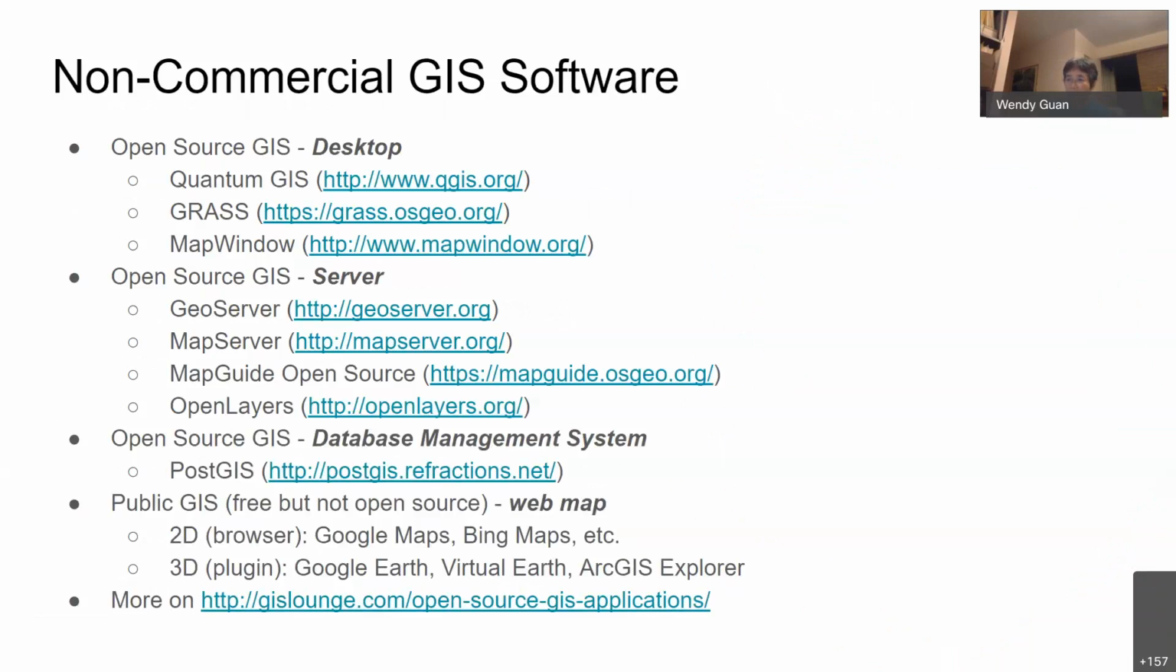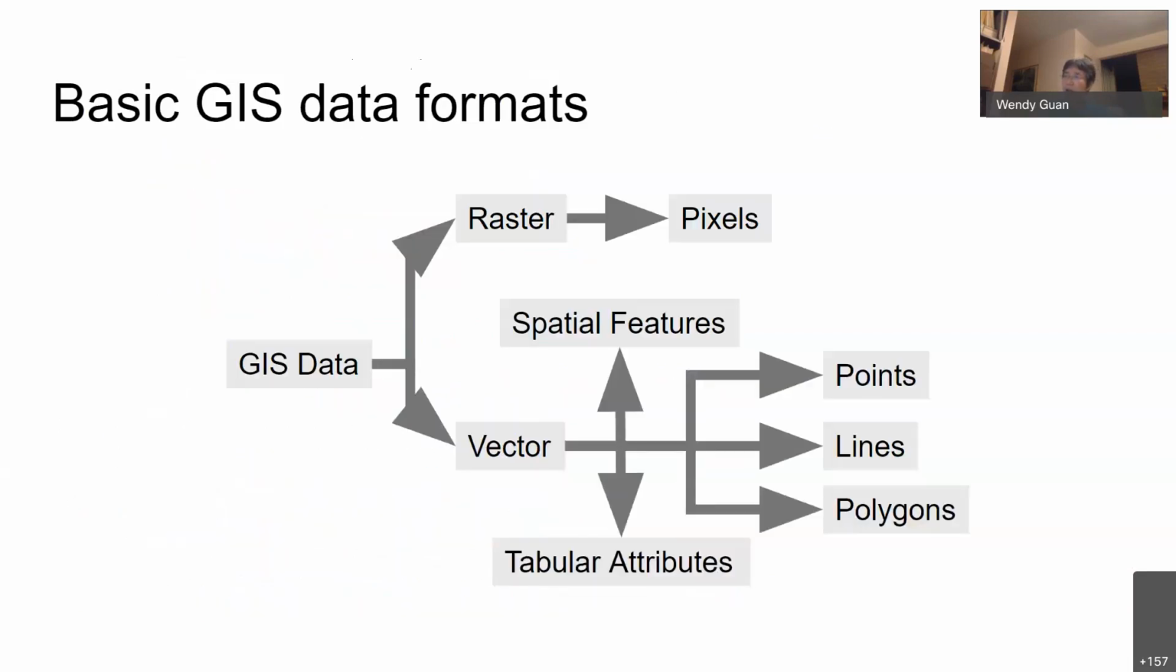Some of them are free, some of them are open source, some others are proprietary. Okay, so how does GIS organize data? There are basically two types of data, raster and vector.